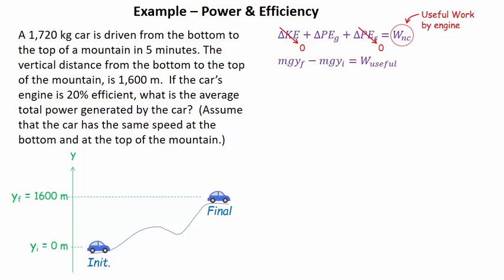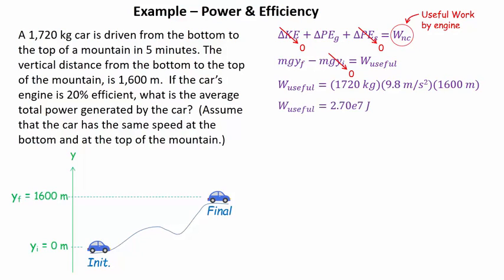So now we can go ahead and write it that way, and also recognize that the change in the potential energy is mgy final minus mgy initial. And now looking at the coordinate scheme, we can recognize that y initial is 0. And so now solving that for the useful work and plugging in values, we find that the useful work is 2.70 times 10 to the 7 joules. So now we've found the useful work. Let's go ahead and underline that.